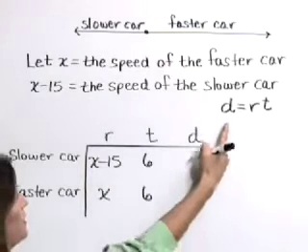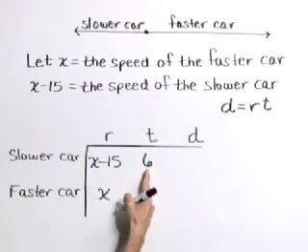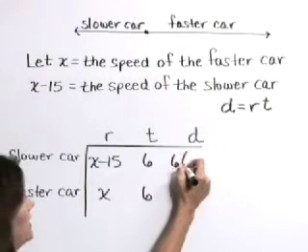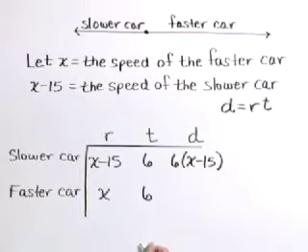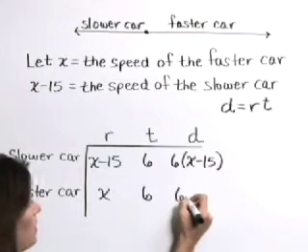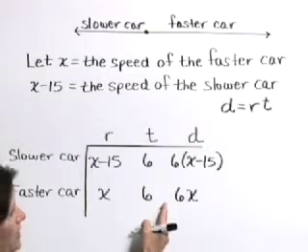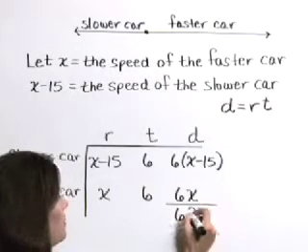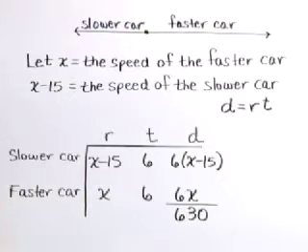Now I'm going to use this equation, d is equal to rt, to complete our last column. The slower car travels a distance of its rate times its time, or 6 times x minus 15. The faster car travels a distance of its rate times time. That's x times 6, or let's write this rather as 6x. Now we're given an additional piece of information that the total of our distances is equal to 630 miles. So we're going to use that fact to create our equation.